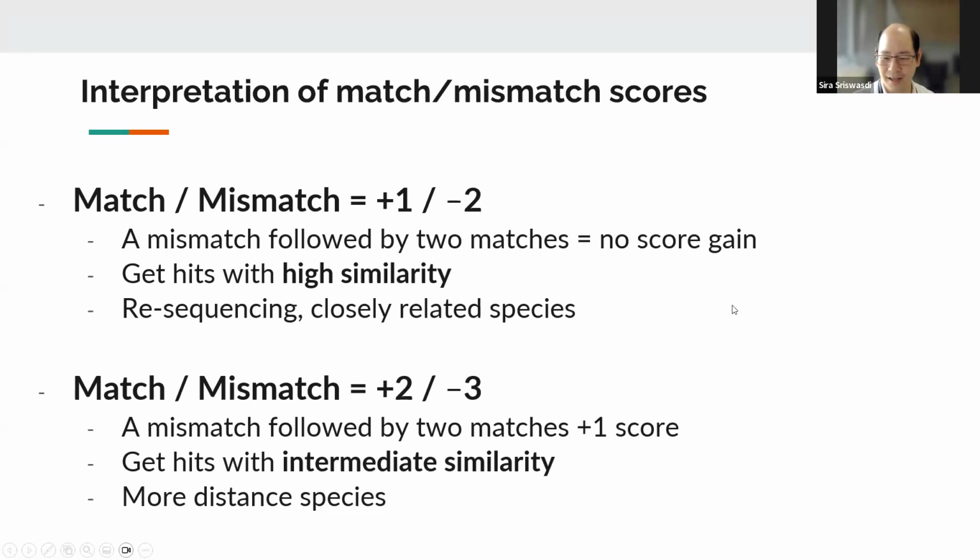you get plus 1. Before, in the top setting here, you get nothing if you have 1 mismatch and 2 matches. But in the bottom, if you have the same situation, you actually get more. You get an increase in the score. So the bottom settings here will allow more mismatch into the answer. So it's better for finding more distant species, or if you expect your sequence to be less similar to the database.